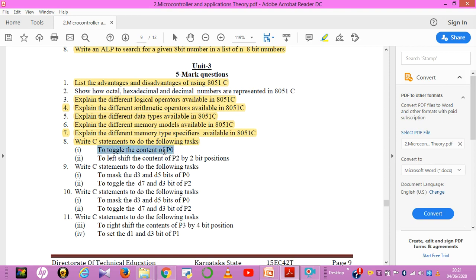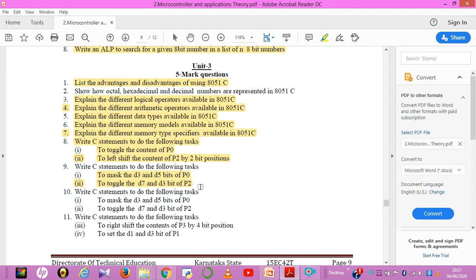And if you want to make a left shift, which instruction are you going to use. There you are going to use arithmetic operators, less than, greater than, bit shift, right shift, left shift. Next, masking to mask the D3 and D5 bits of P0, and to toggle the D7 and D3 bits of P2. That means particular bits of P2 and particular bits of P0.